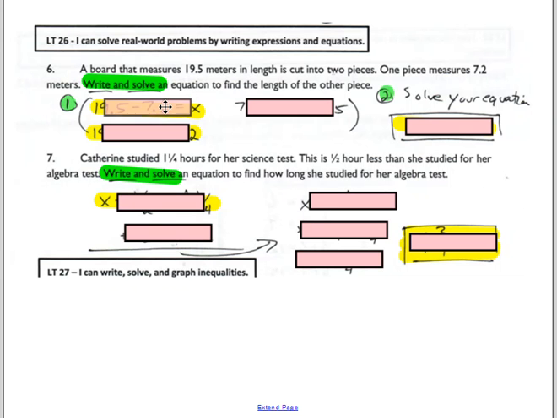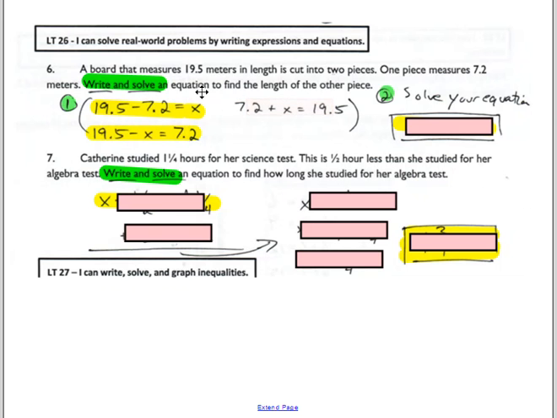Now, the first thing you should have done was to write an equation. Okay, it said write and solve an equation. Well, we got to write it first. And so what we're doing here is we are just writing an equation that'll help us figure out the unknown piece. All right, so you could do a few different things here, okay? You remember that this is the whole board, and this is one of the pieces, and we want the other piece. Well, the other piece is the unknown, so that's my variable.